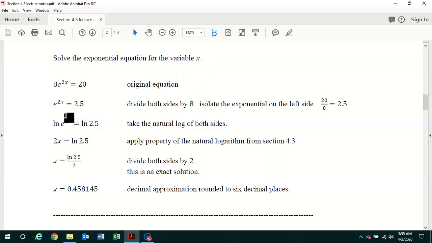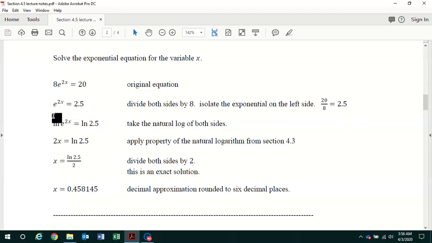for the variable x. What number can we put in for x in the exponent here? And when we do the arithmetic, the left-hand side is equal to 20. Well, the first thing you want to do in an exponential equation of this type is to isolate the exponential on the left side. So we have 8 times e to the 2x, and e to the 2x is the exponential. So what undoes multiplication? Division. So we divide both sides by 8, and we get e to the 2x is equal to 2.5. 20 divided by 8 is equal to 2.5.